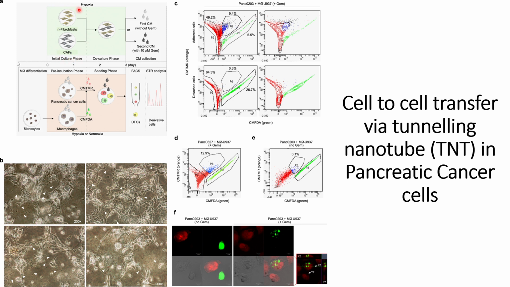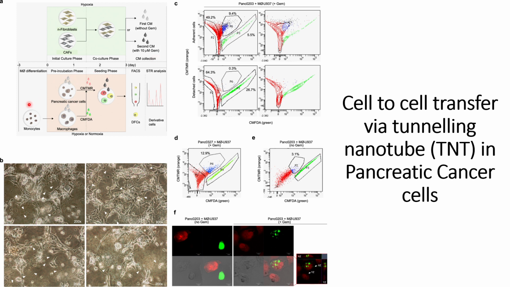In order to create a hypoxia condition, they co-cultured cancer associated fibroblasts with normal fibroblasts, and from this they collected some conditioned medium without gemcitabine treatment, and another medium with gemcitabine treatment of 10 micromolar. Gemcitabine is a drug that is used to treat cancer.